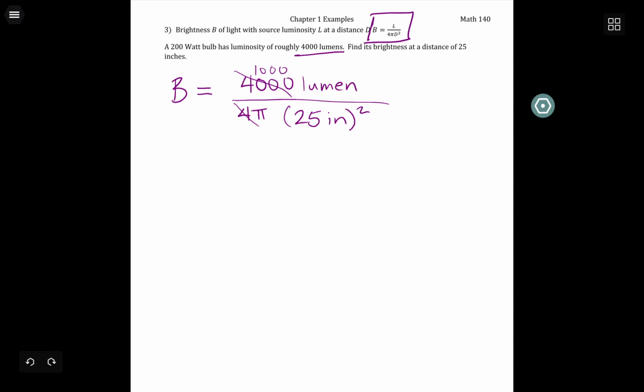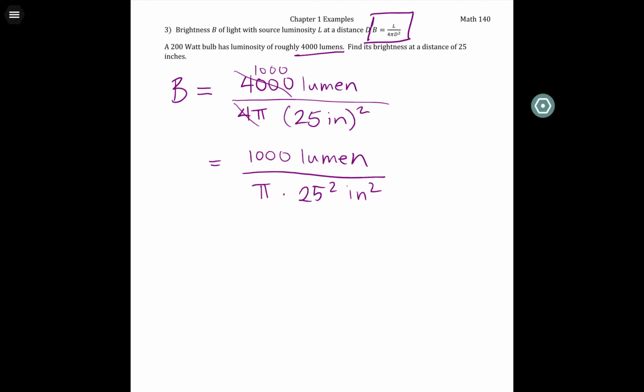And I also see a 25 I can work with, but I'm going to rewrite once before I do that. So I have 1,000 lumen per pi times 25 squared inches squared. And really all I did in that step was break up the square so that I have the square unit separated off from the number squared. I can figure out what 25 squared is.